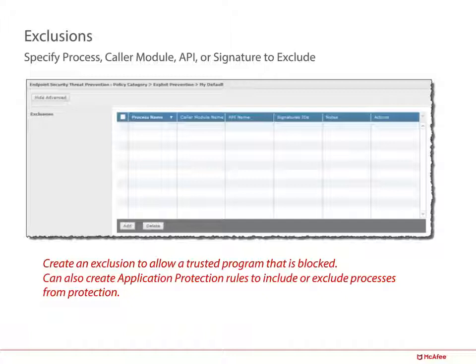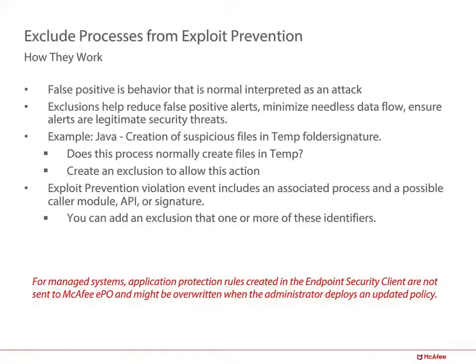If you wanted to exclude a process, you can go into the exclusion sections and you can specify that process, the caller module, the API, or the signature to exclude. So an example is maybe I have a trusted program and it's being blocked, so I can create an exclusion to allow that trusted program to run. I can also create the application protection rules to include or exclude processes from protection.